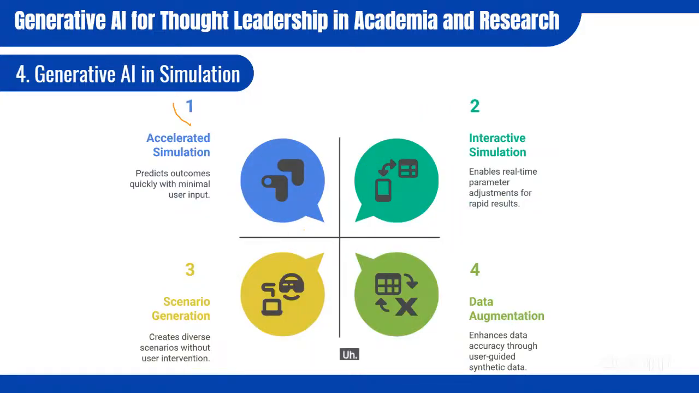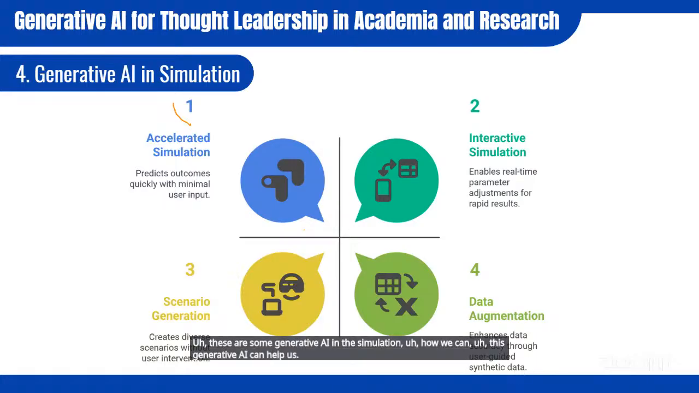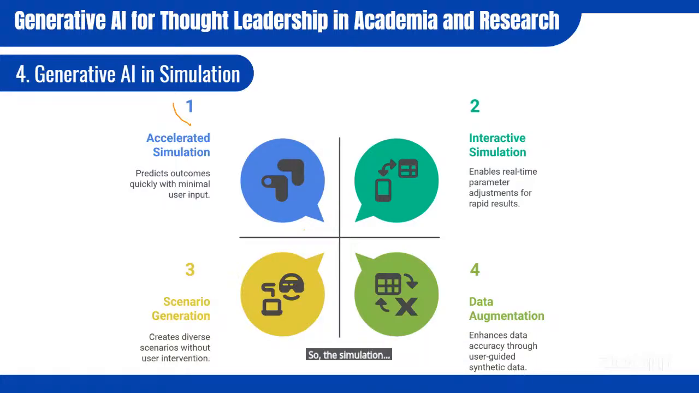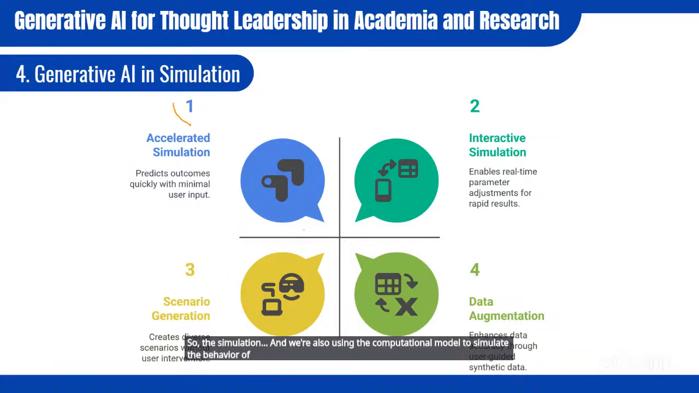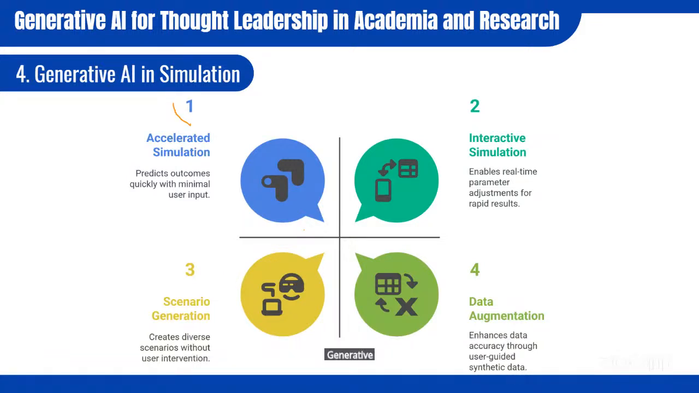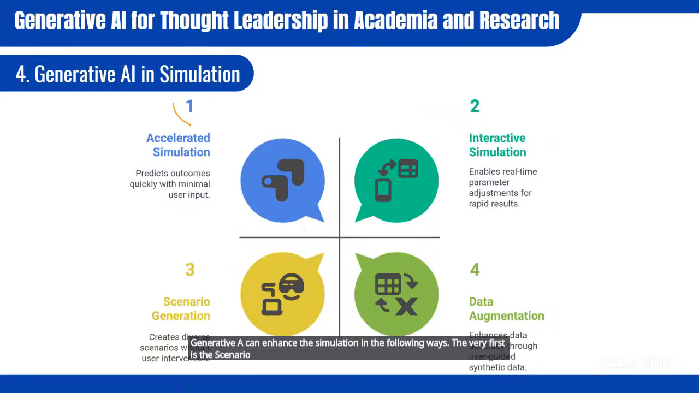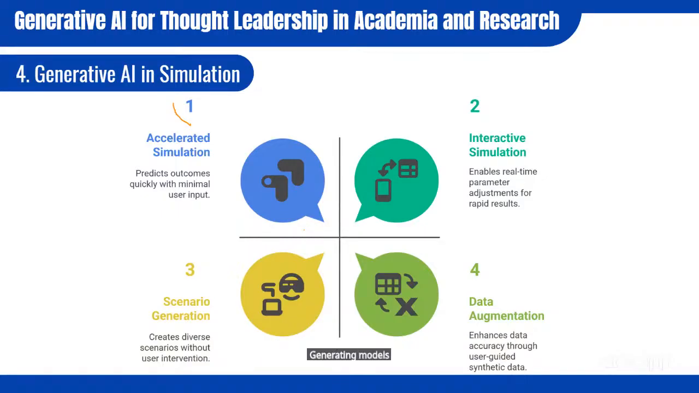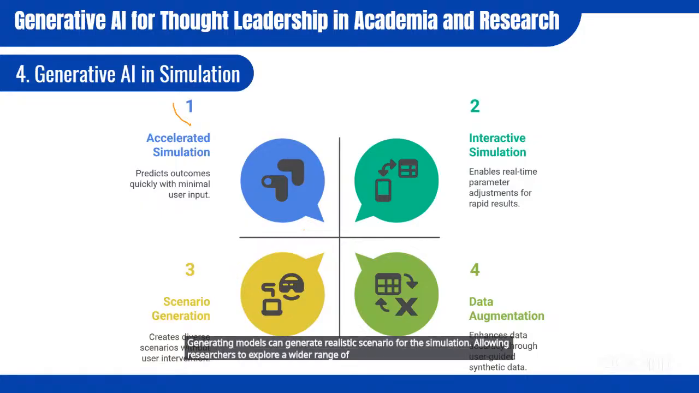Now, generative AI in simulation. How can generative AI help us? Simulation involves using a computational model to simulate the behavior of a real world system. Generative AI can enhance simulation in the following ways. The very first is scenario generation. Generative models can generate realistic scenarios for the simulation, allowing researchers to explore a wider range of possible outcomes.